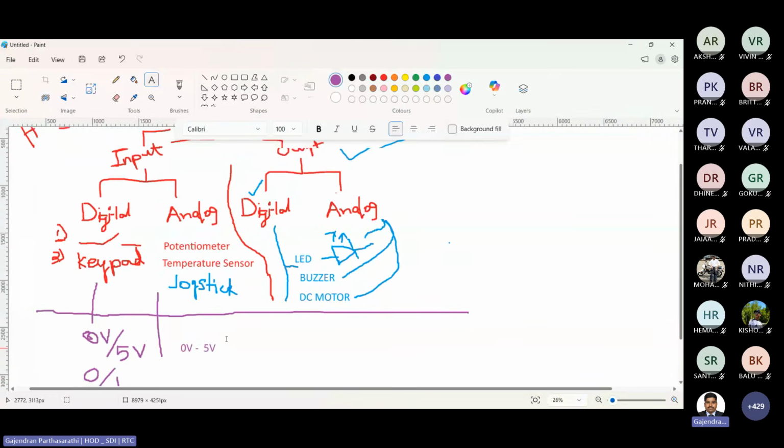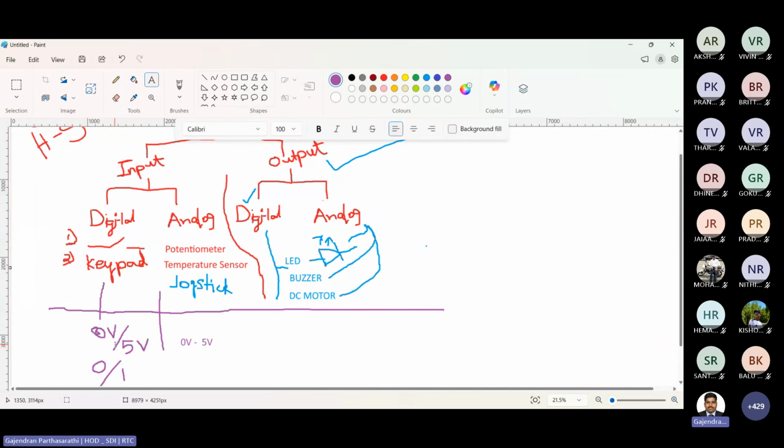So this is the major difference between the digital output and analog output. Sorry, digital input and analog input. For output, again, same ranges. What is the difference? In case of input, the user will give input to the microcontroller. If it is the output, our microcontroller will give this voltage as output. That's all. Very simple. Understand or not?